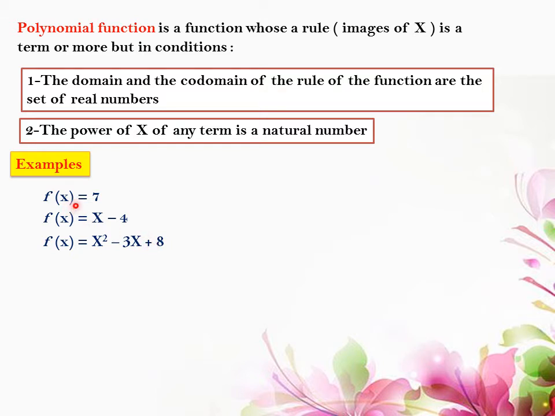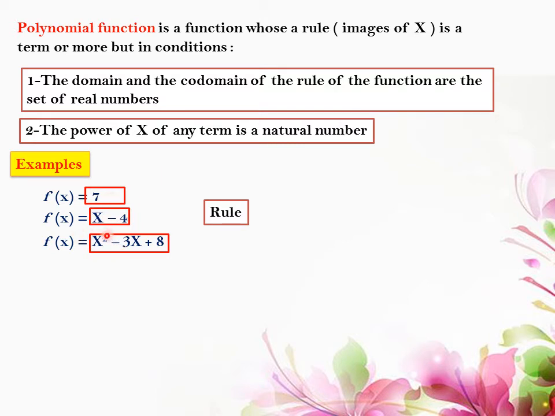The rule in the first example is 7. The second example, the rule is x minus 4. The rule in the third example is x power 2 minus 3x plus 8. These are the rules of the function. Now, where are the conditions in these examples?